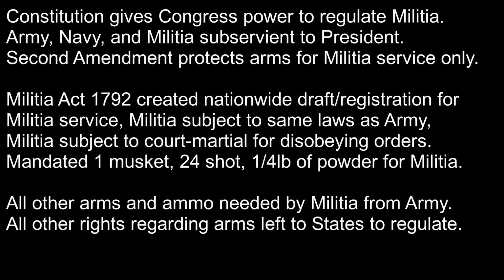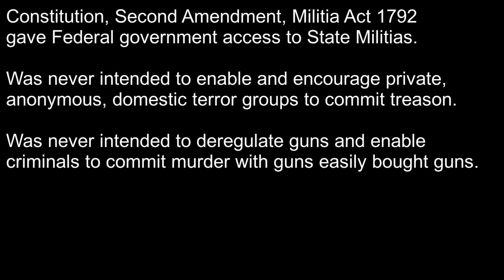The Second Amendment mandates that states must allow whatever arms the federal government expects for militia service. And the Militia Act of 1792 defined the arms expected for militia service to be 1 musket, 24 shot, and a quarter pound of powder. All other arms and all other right to arms were left to the states to decide what to allow. The Founders never intended for the Constitution, the Second Amendment, or the Militia Act of 1792, to enable and encourage private, anonymous domestic terror groups to commit treason.